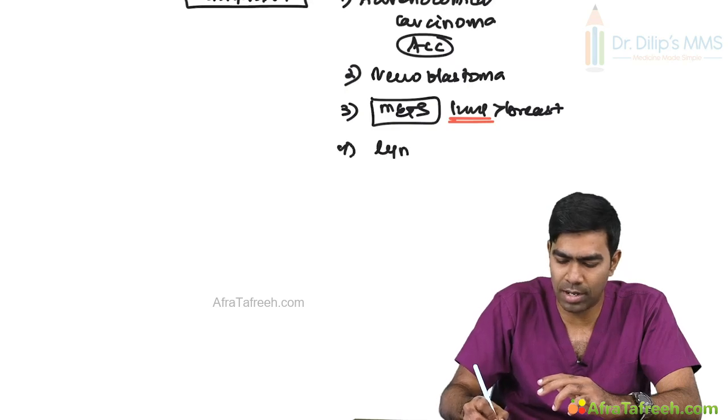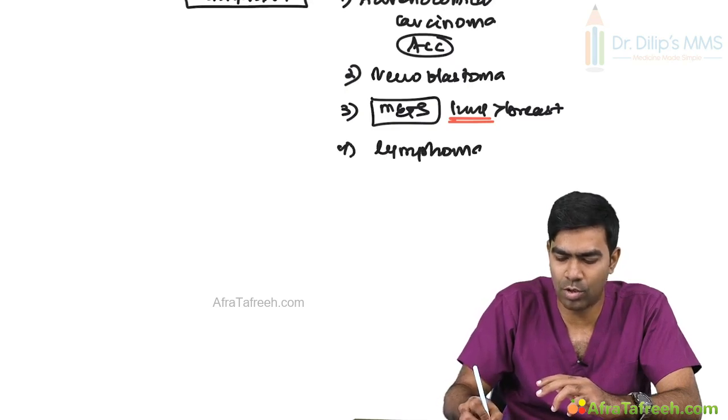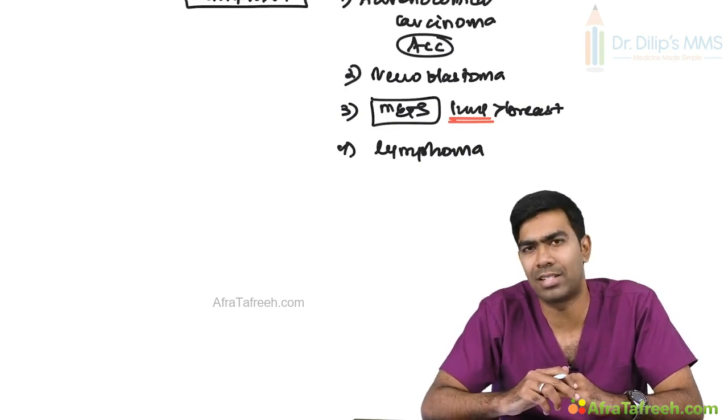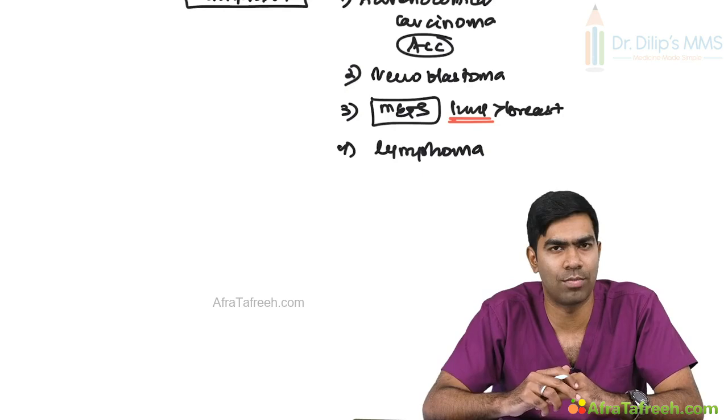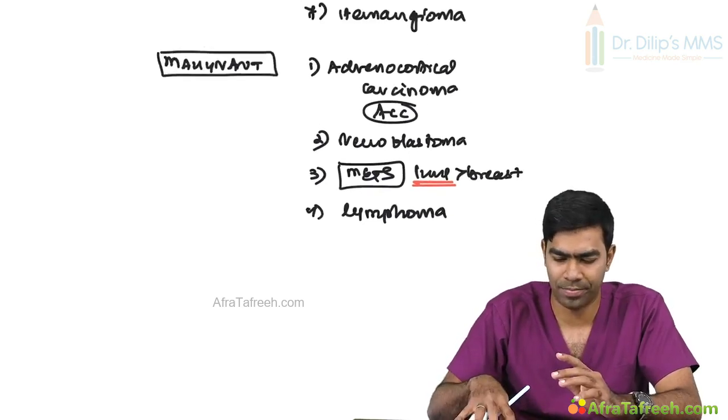It could be a primary adrenal lymphoma, which is very, very rare, or it could be a lymphomatous infiltration by a systemic lymphoma like non-Hodgkin lymphoma or Hodgkin lymphoma, which is even rarer.